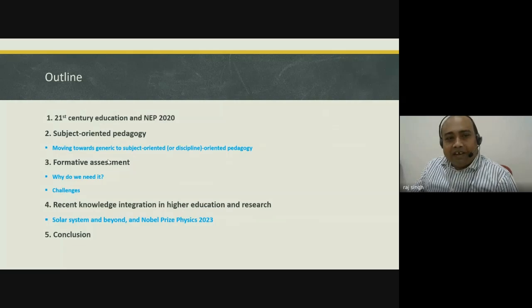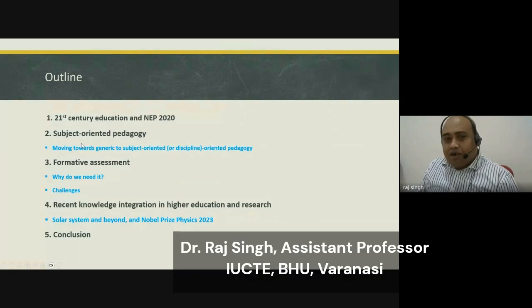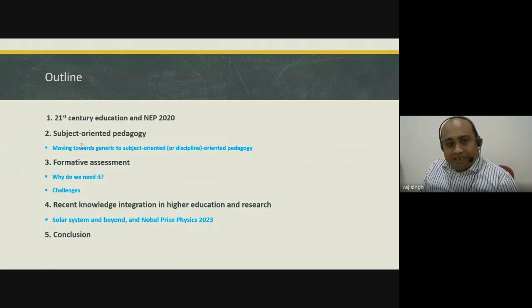This is my outline. First, I will talk about what 21st century education is. I will also give some background of the education system in India and the context of NEP 2020. Then I will talk about why STEM domain-specific pedagogy is necessary. Third, I will talk about formative assessment: why do we need it and what are the challenges? Then I will integrate some recent knowledge in higher education and research, which includes many things. I will also talk about the Nobel Prize in Physics this year. Then I will conclude my talk.